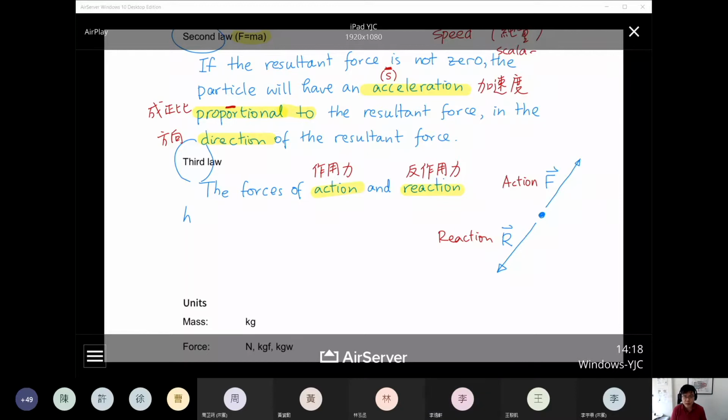Anybody having any idea? Teacher, we don't have the chat room, it seems it's been closed. We have an action F here, a force F here.